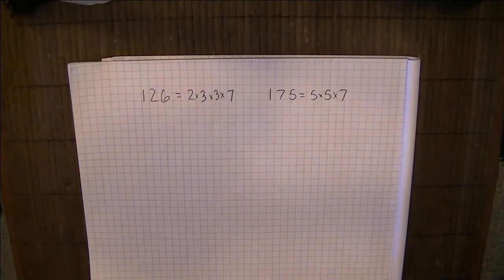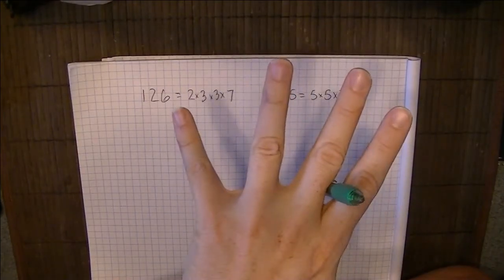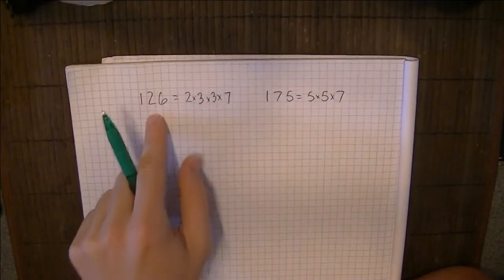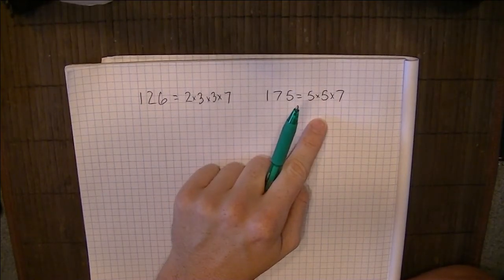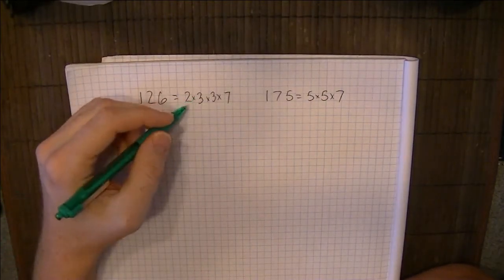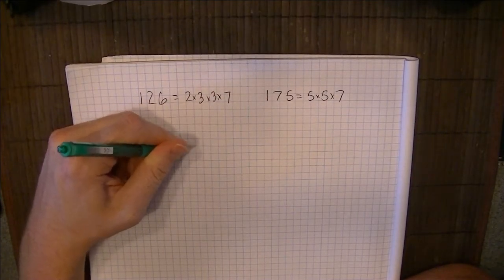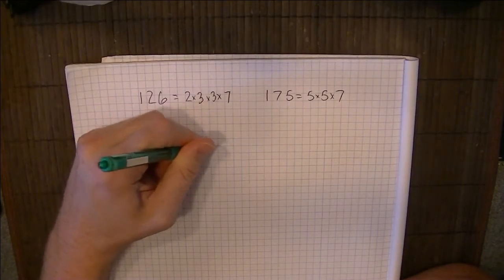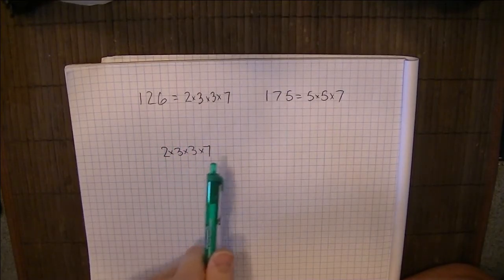Okay, so what we need to do is look at what these numbers are built out of, and then build a new number using just what we need to make sure that the new number has everything to build 126 and everything to build 175. So let's start by writing out the prime factorization of 126, because we know that at least there will have to be a 2, 2 3s, and a 7 in our new number.